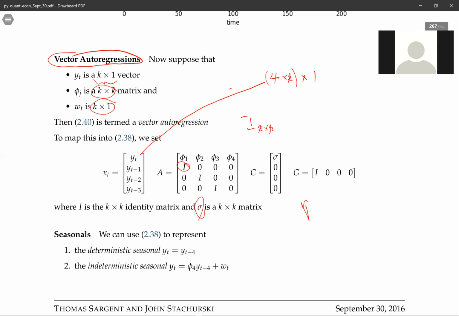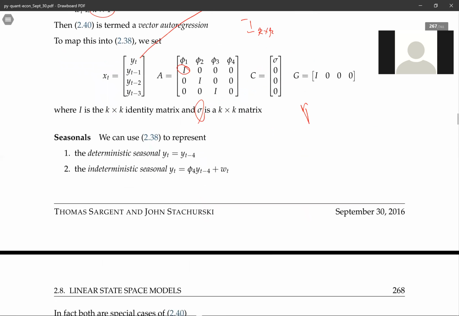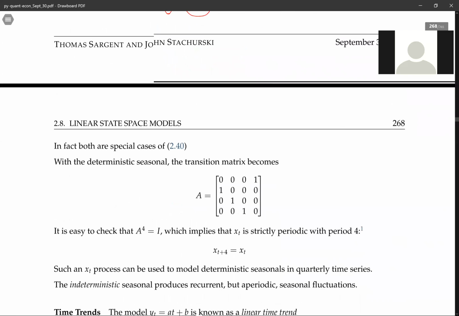Seasonality. Here's a crude model of seasonality. Let's go back and make it a scalar. This is as seasonal as you can be: yt is equal to its value 4 periods ago. That's a deterministic seasonality, purely mechanical. What about non-deterministic? Yt heavily depends on its value 4 periods ago, but there's a shock. Well, that fits.